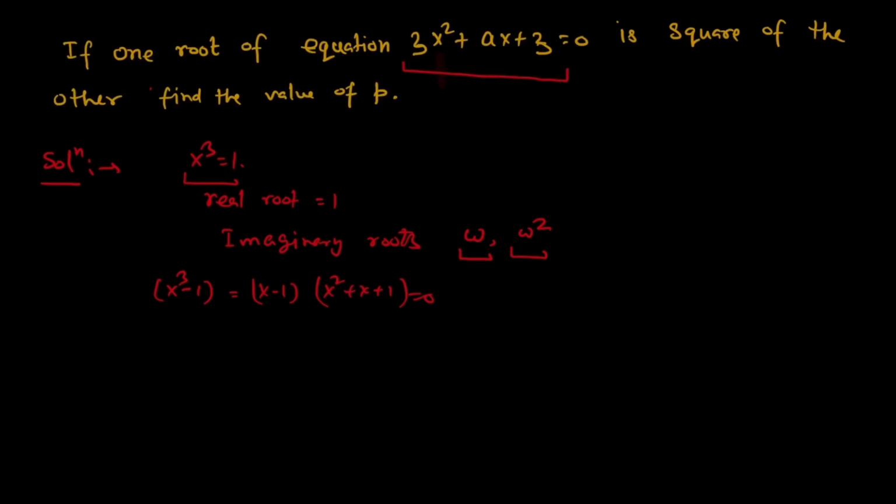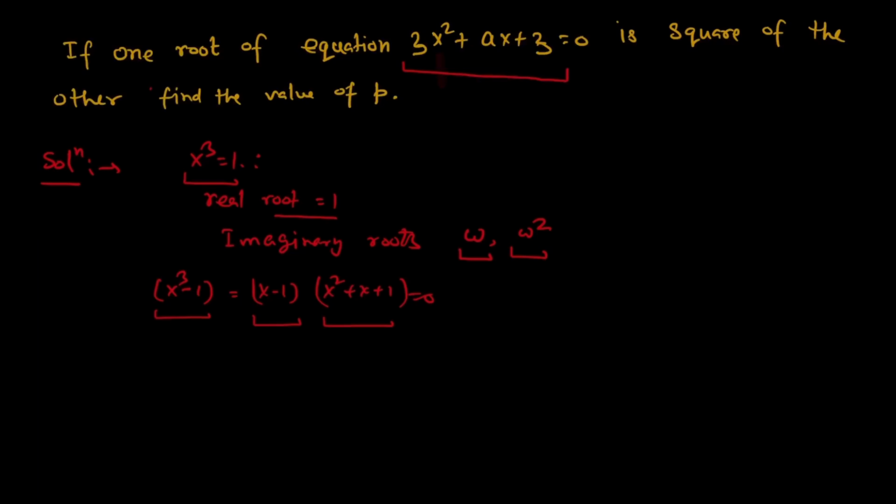Suppose the equation x cube equals 1 is given to us and we want to find the roots of this equation. We can very intuitively see that x equals 1 is going to satisfy the equation, so this is one of the real roots of the equation. However, if we factorize x cube minus 1, we are going to end up with the equation (x minus 1)(x squared plus x plus 1).